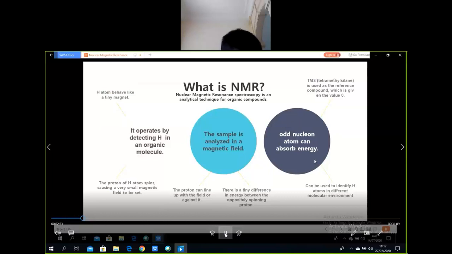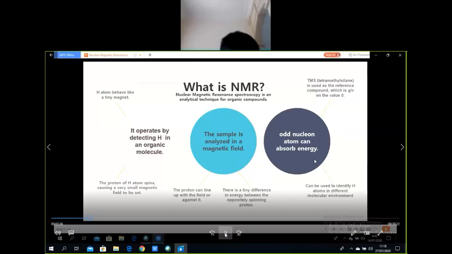And then why is there TMS? TMS is a standard compound. Because TMS is inert, it is a volatile liquid that mixes well with most organic compounds. The formula is Si(CH3)4. All the hydrogens are equivalent; they are in the same environment.